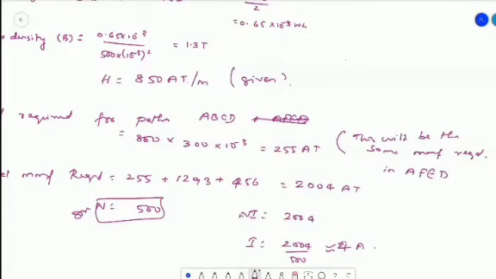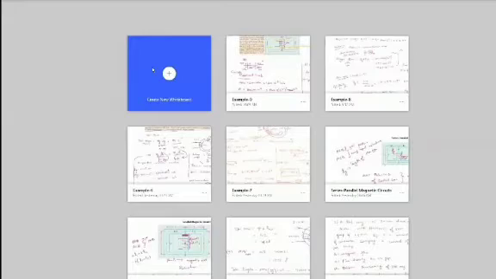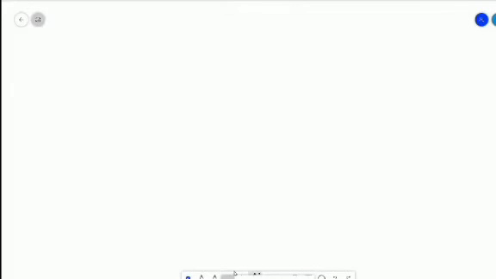So we have somewhat time left. We'll try to solve a very simple question compared to this. Again, in continuation with the parallel magnetic circuit theory that I discussed, and the previous problem that I discussed was in continuation with the theory of series parallel magnetic circuit.